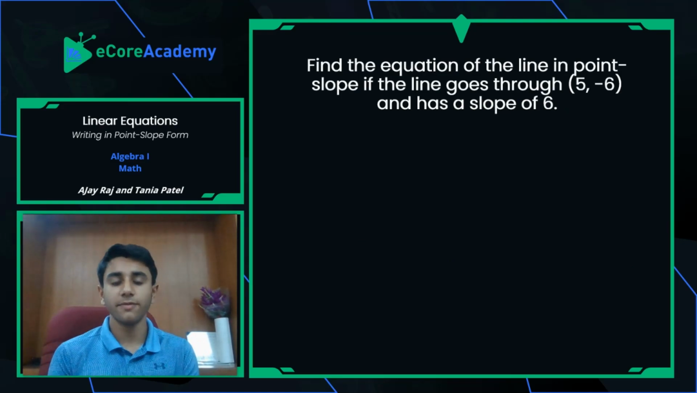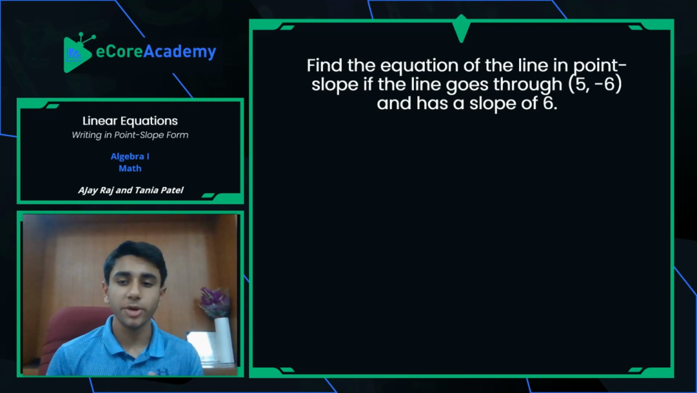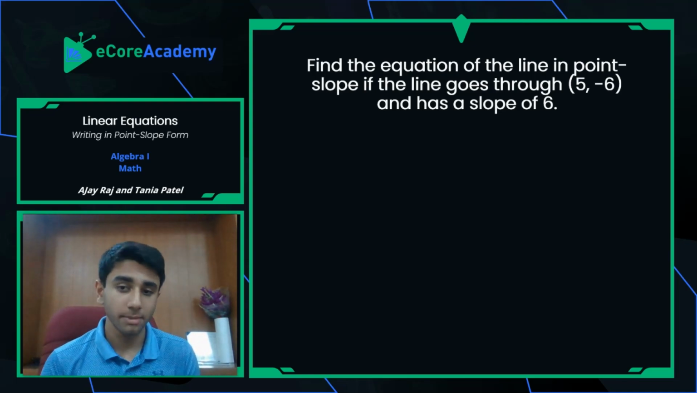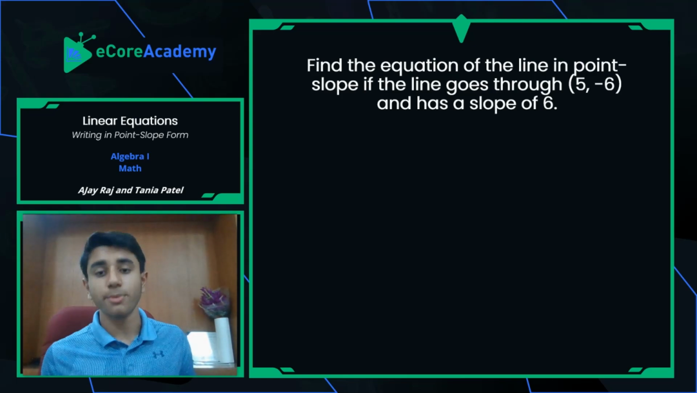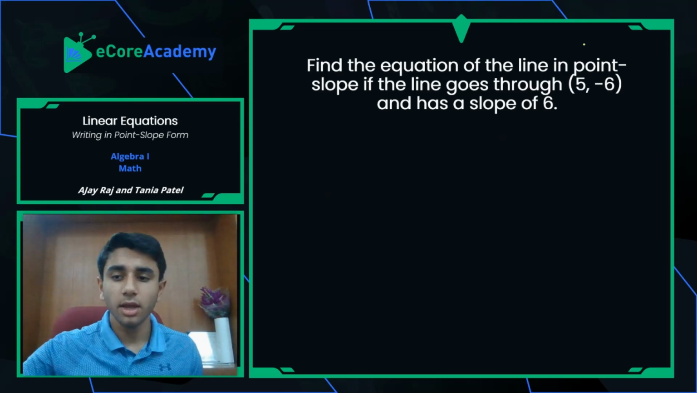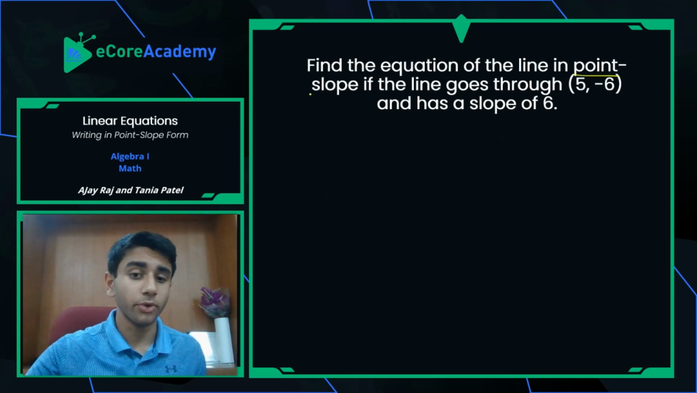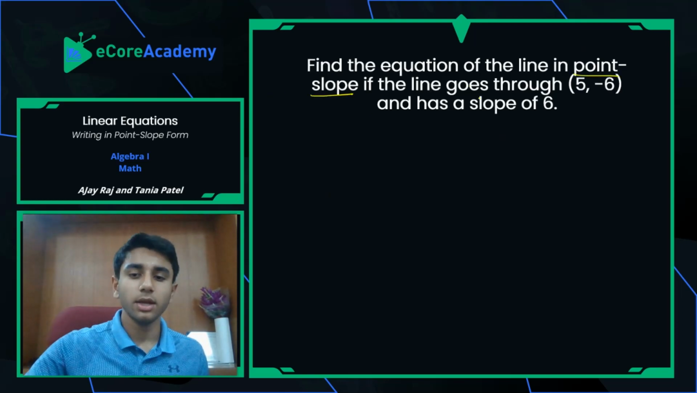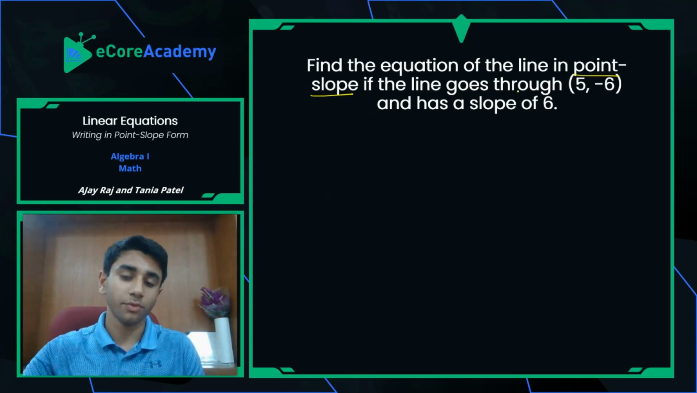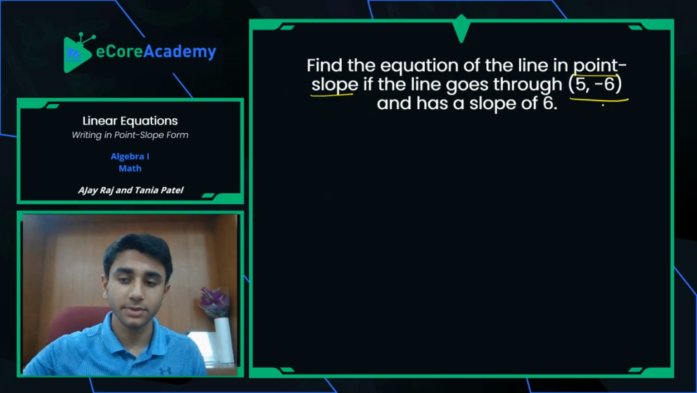So this very first problem, we're going to be finding the equation of a line in point slope form if the line goes through 5, -6, our ordered pair, and it also has a slope of 6. So we're given the slope. So some things I'm going to highlight. The answer format is going to be in point slope form, very important. And then of course it's going to go through our original ordered pair of 5, -6.